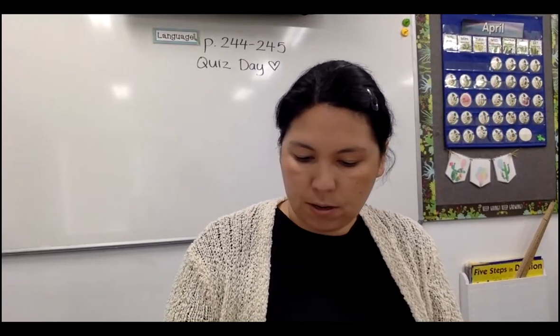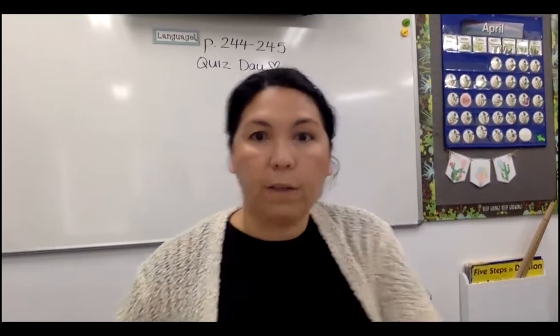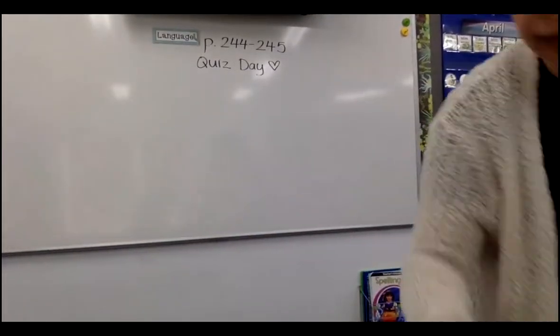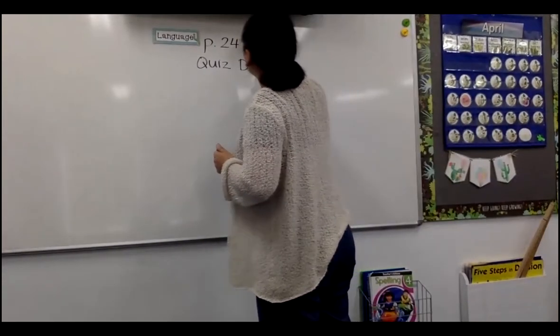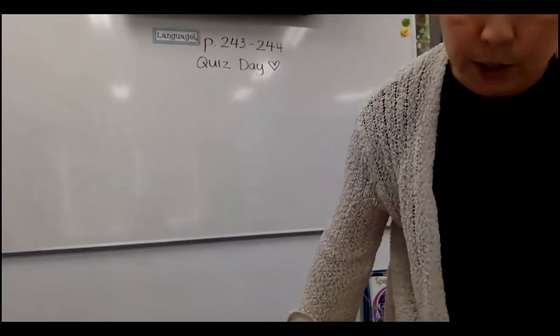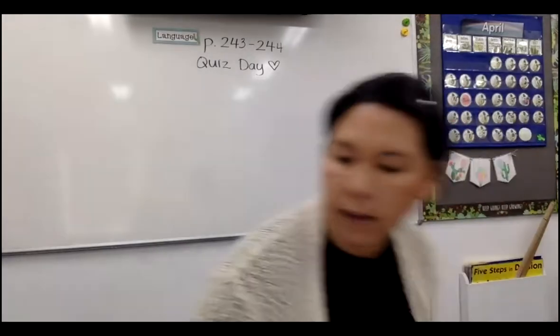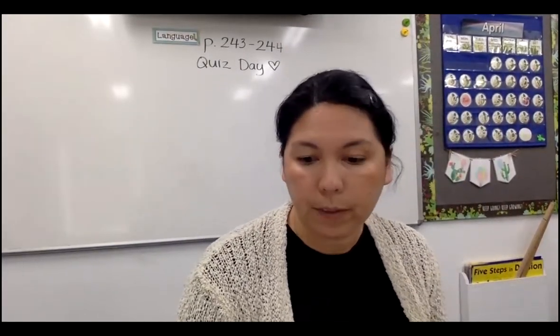Oh, Miss Roach made a mistake. It's 243, 244. Let me just make sure. Sometimes the student book is a little different than the teacher book. 243, 244. So let me change that. Glad I double checked. Okay, so 243, 244, you see the truck on the front and it's chapter 13 review, okay?